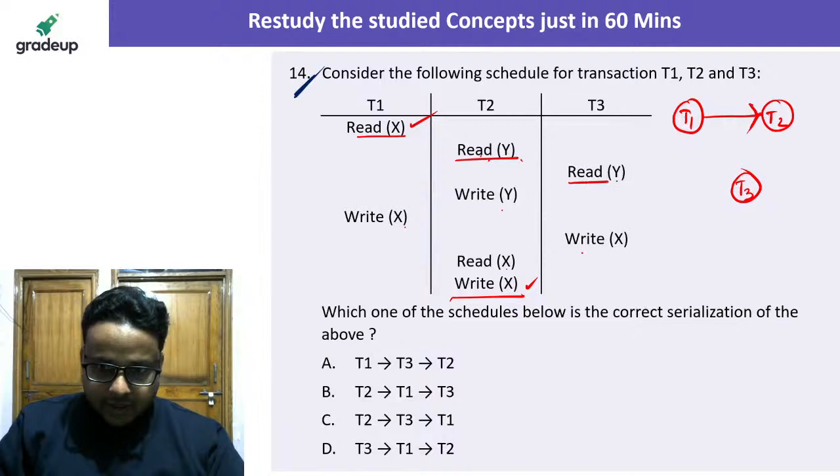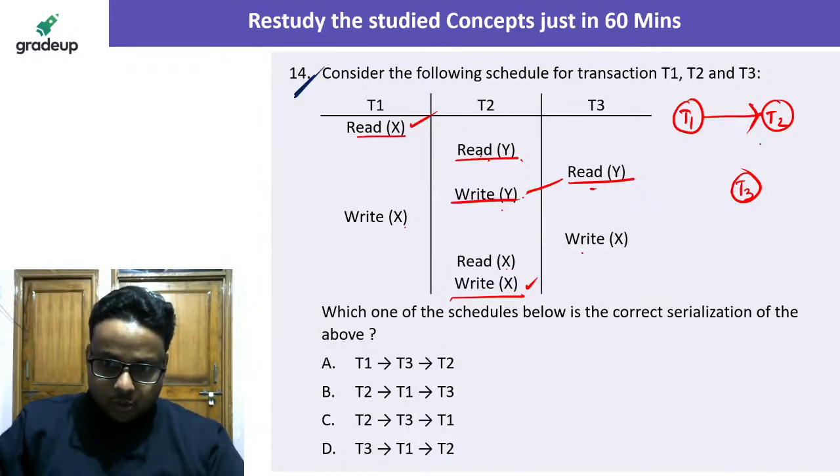Right. The next is read Y and write Y. Yes, making a conflict with this one and this one. So T3 to T2.